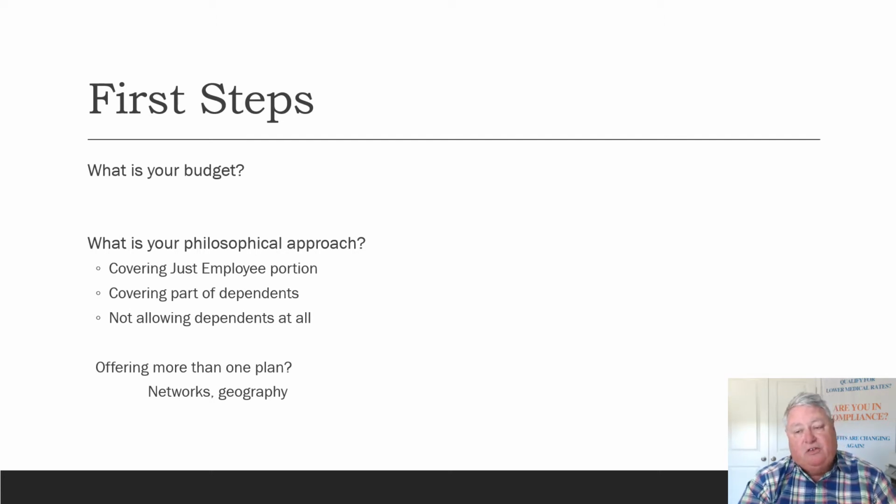The next thing is figuring out what is your philosophical approach. And this is kind of interesting, and there's no right answer to this. Some of my employer groups believe that their only responsibility is to their employees, and they don't contribute towards dependent coverage at all, with the philosophy being that if I pay for dependent coverage for one employee and I don't pay for it for the other because they're not married, I'm paying more for one employee than I am another, and I just don't think that's fair.